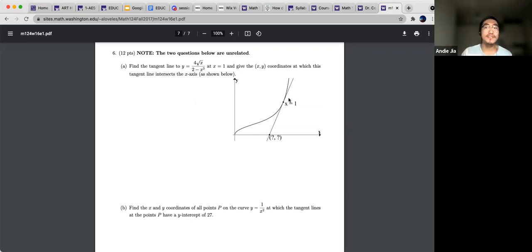Once you find the equation of the tangent line, set it equal to 0, because at the x-intercept y is 0. Then find the x coordinate.